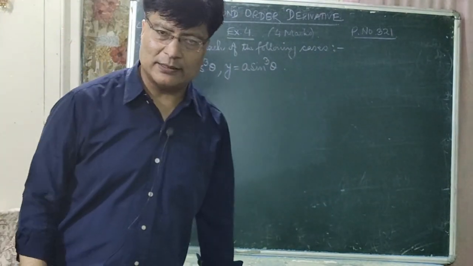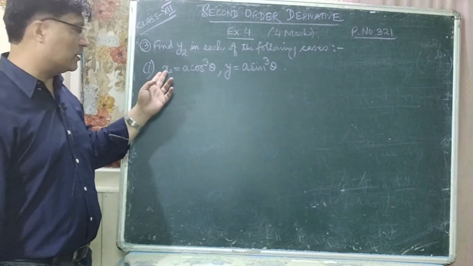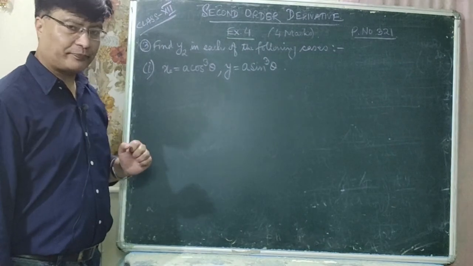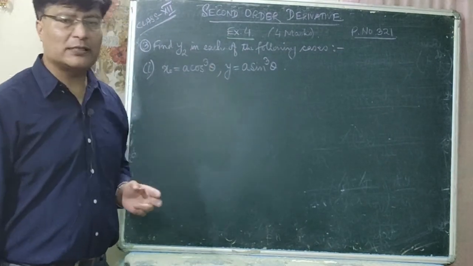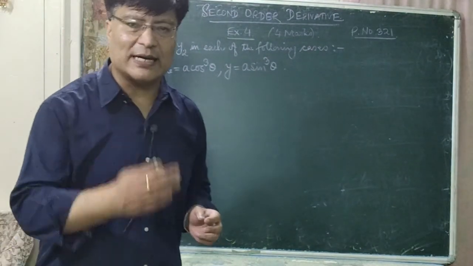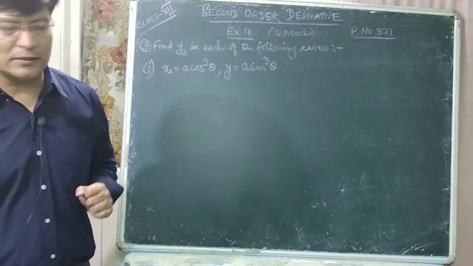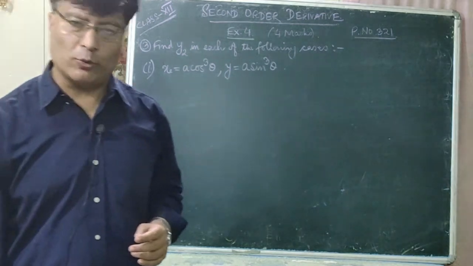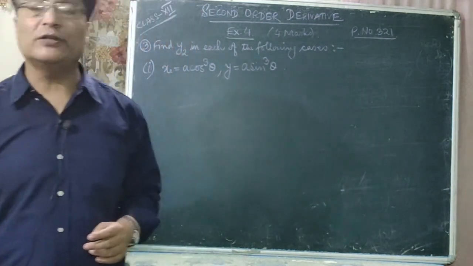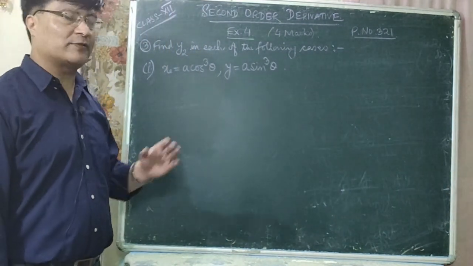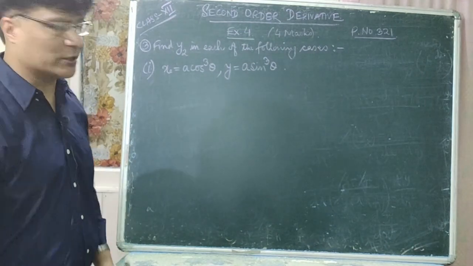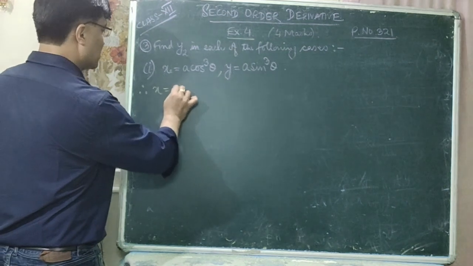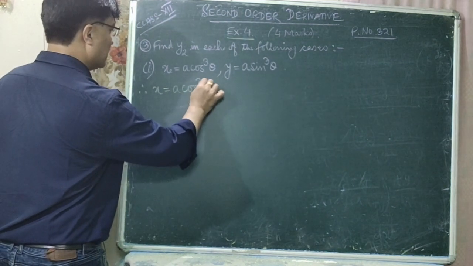As you know that the two variables x and y are expressed in terms of the third variable theta, that is known as a parameter, and this equation is known as parametric equation. Now first of all you have to get the value for dy by dx for this parametric equation. Okay, now first one given here is x is equal to a cos cube theta.